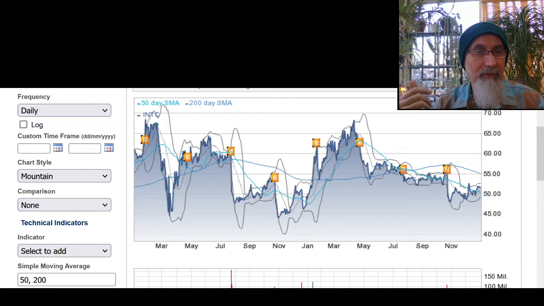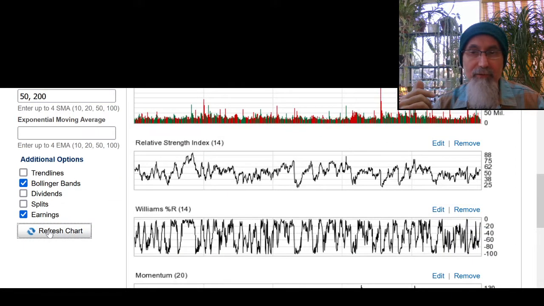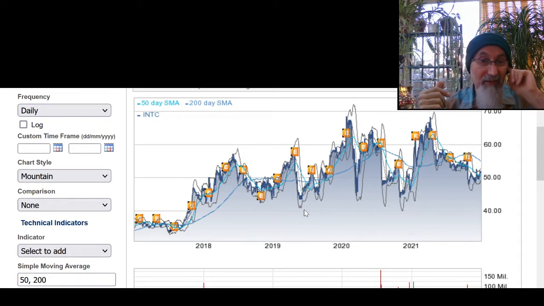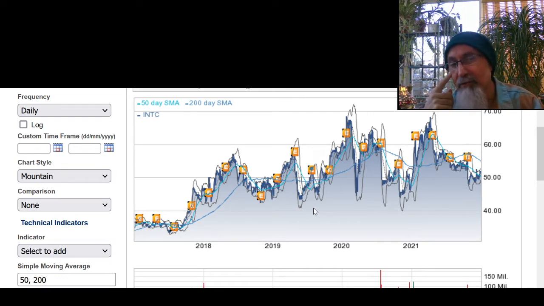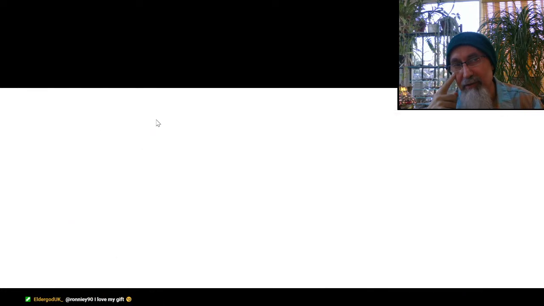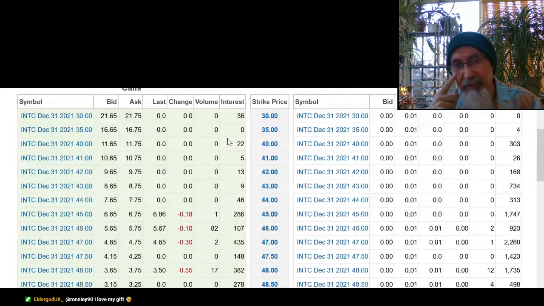All right, let's do a 5-year chart on it. 5-year chart. Refresh. Yeah, it could go either way. But the odds are it won't do serious heavy movement. And then you can take a look at the options and see the premiums on it.